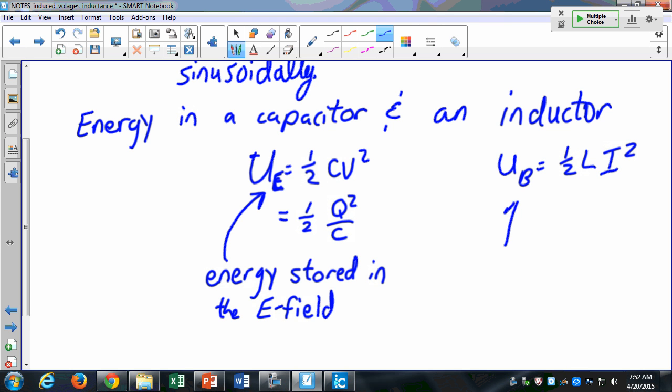And I call this UB because what? It's energy stored in the what? In the magnetic field, right? So this is energy stored in the B field, in the magnetic field.